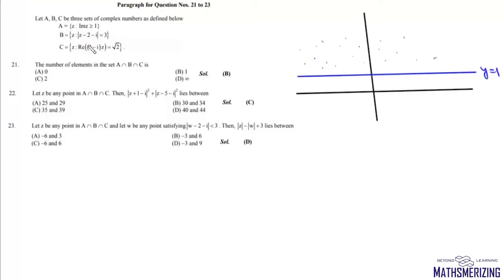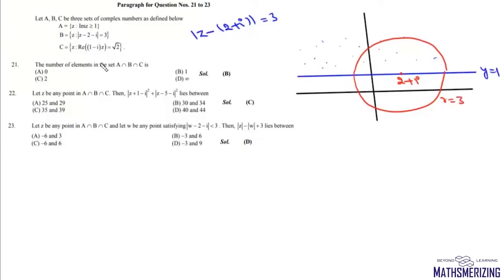Now second one is B, which represents this circle, mod of z minus 2 plus iota equals 3. Now this equation represents a circle whose center is at 2 plus iota and whose radius is 3 units. So it'll be this circle with center at 2 plus iota and radius equals 3 units.